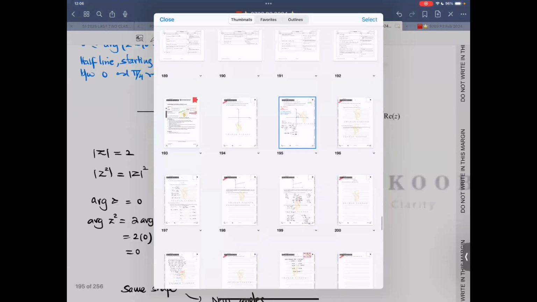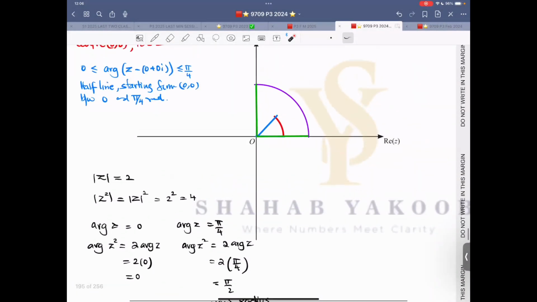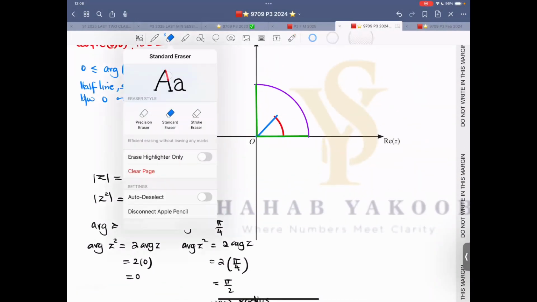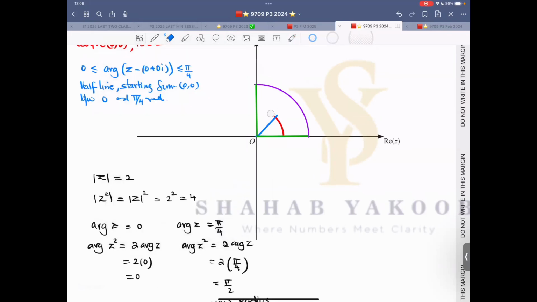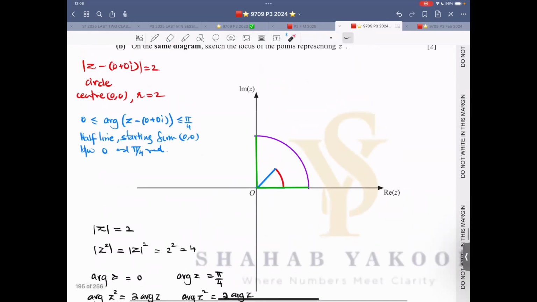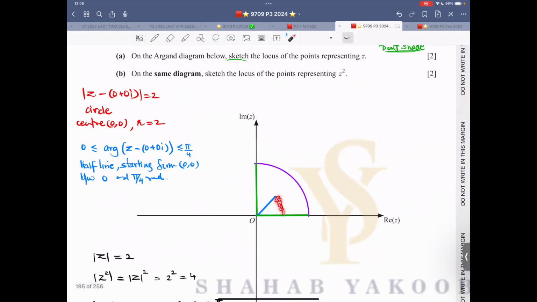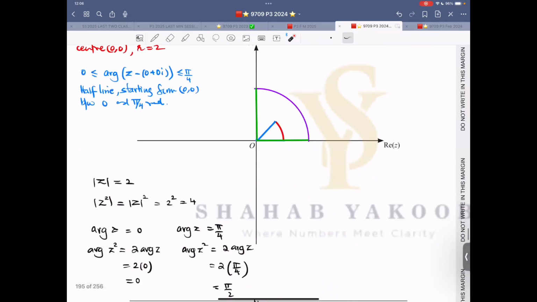And there is the thing. So over here, that was the small arc over here. Let me just use this precision eraser. That is the small red arc that was over here. And over here, this is the purple arc. So the first part is the red arc, the second part is the purple arc. Next one.